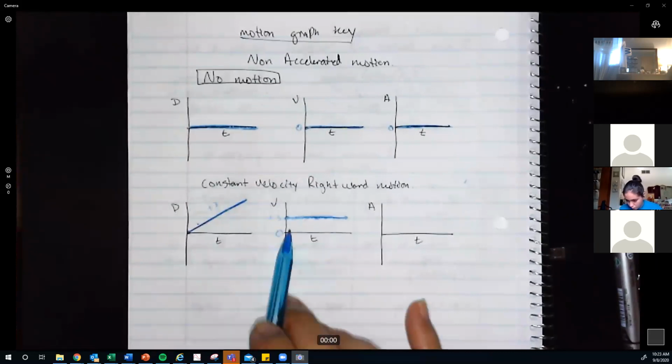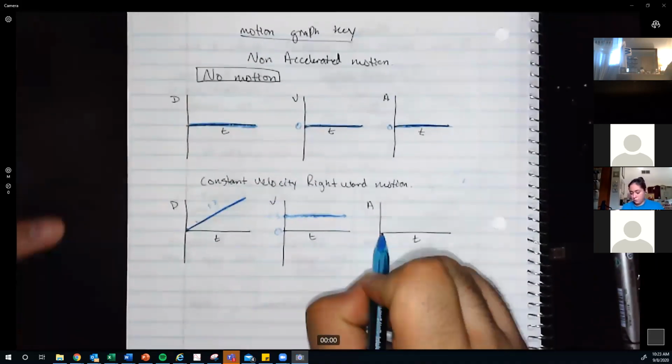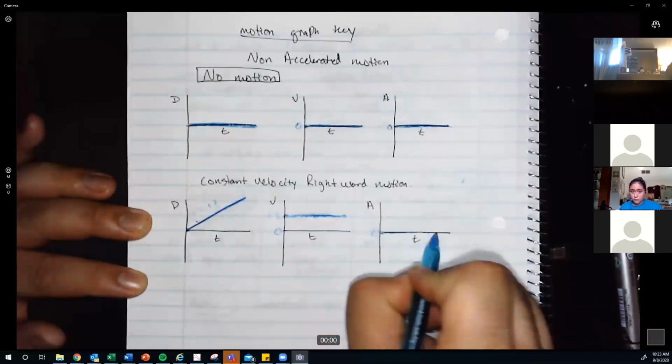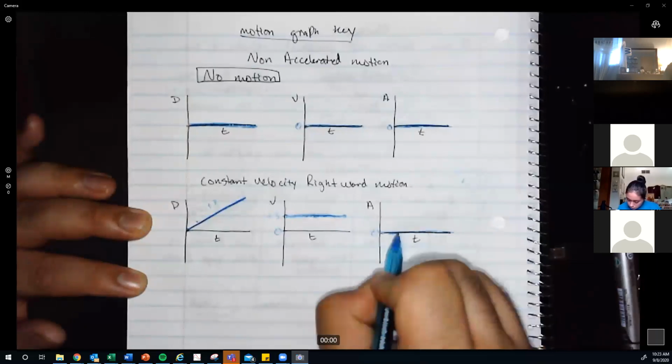Now there is still no acceleration. We're not speeding up, not slowing down. So this is going to be right across that 0 mark.